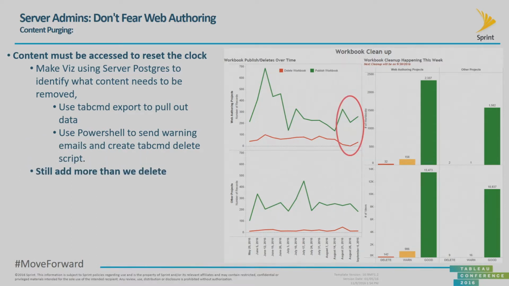So the big thing to notice is we're still adding more than we're deleting. Over here to the right, it's showing us that on our web authoring projects for 9/30 when this was taken, there were going to be 32 workbooks taken out of the web authoring folders, the sandboxes. And there were going to be 2 deleted from the other ones. And those 32 workbooks had 142 views associated.